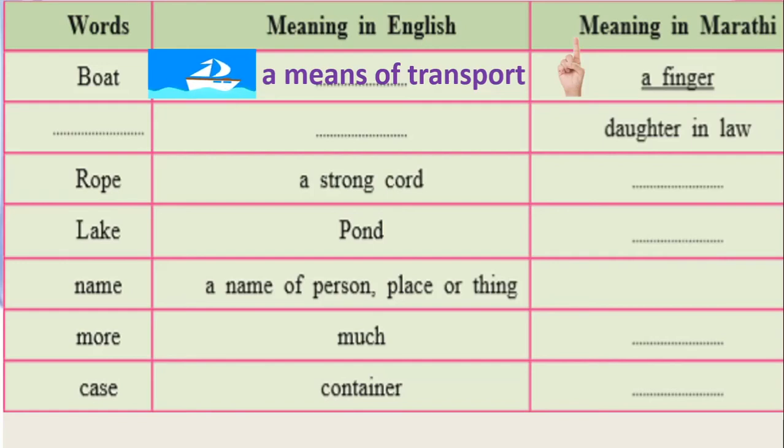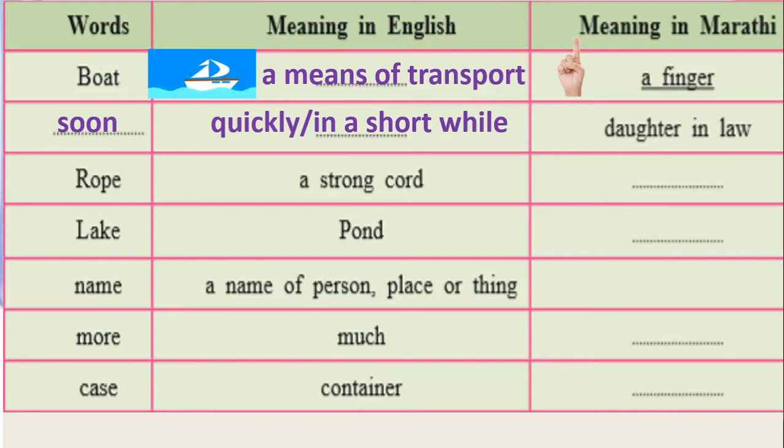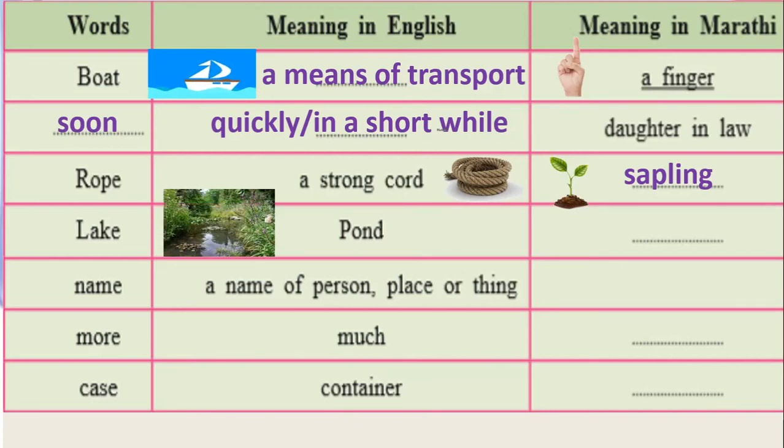Okay. Second clue they have given you. In Marathi, it means daughter-in-law, son's wife. So the word is soon. So in English, it means quickly. And in Marathi, it means a daughter-in-law. Now rope. Rope is a strong cord which you use to tie things up. And in Marathi, rope means a sapling, a small plant. In English, the word is lake, which means a pond, whereas in Marathi, lake means your daughter.